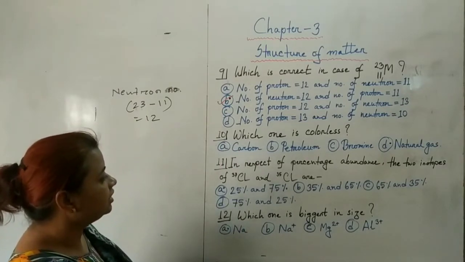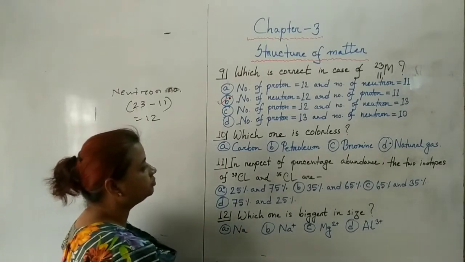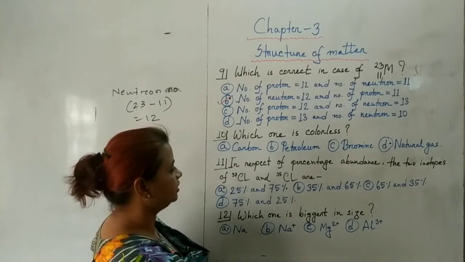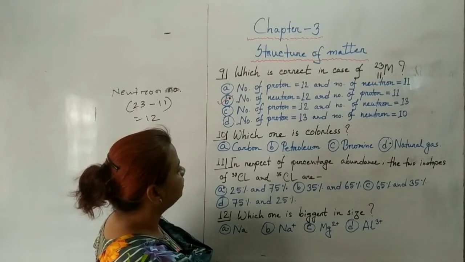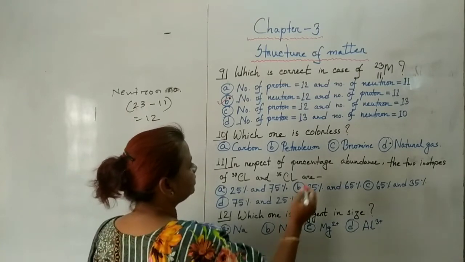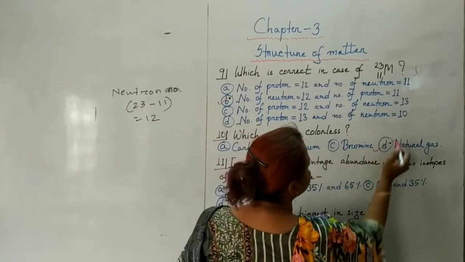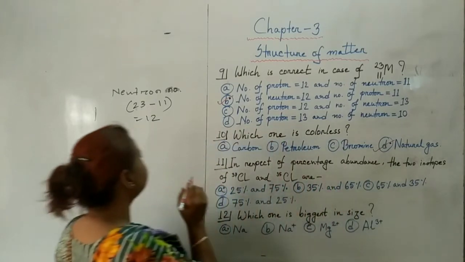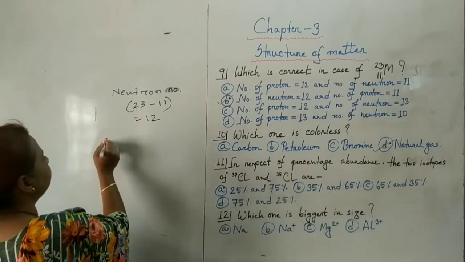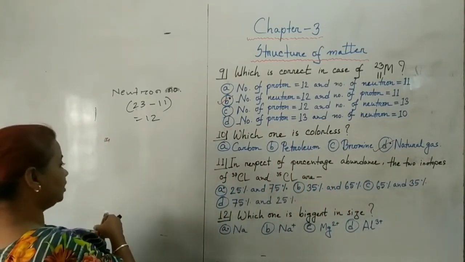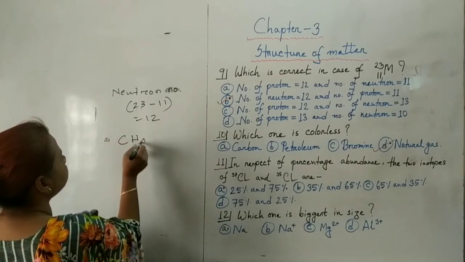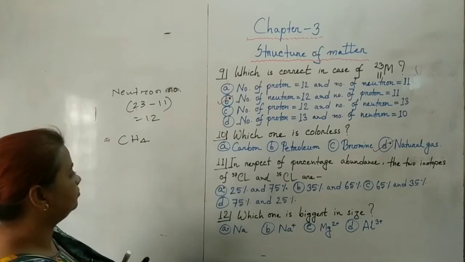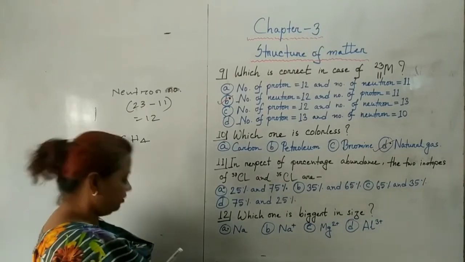Which one is colorless? Carbon, petroleum, bromine, natural gas. Among this, which one is colorless? Natural gas. You know what is natural gas? Natural gas is methane. It's one type of hydrocarbon, and this one is known as natural gas. It has no color.